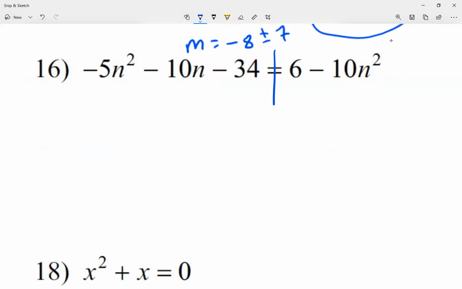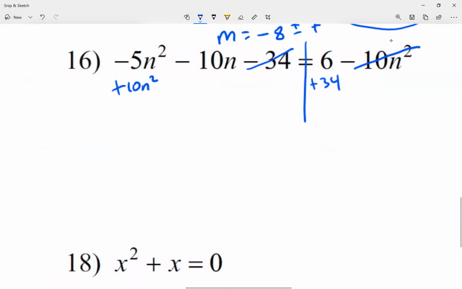So let me separate them to the equal sign. To begin with, the minus 34, let me move it over as a plus 34. Anything that doesn't have a letter, I'm going to move it to the right side. But then this minus 10 squared, let me move it over as a plus 10 squared. Notice I'm trying to combine it with my like terms. So this gives me 5n squared minus 10n is equal to 40.